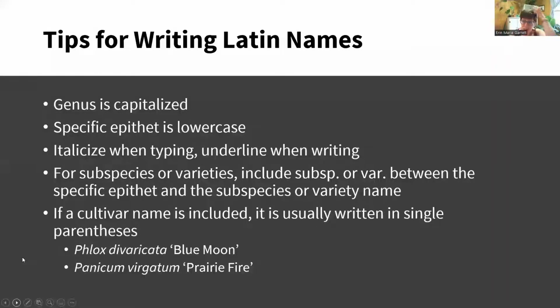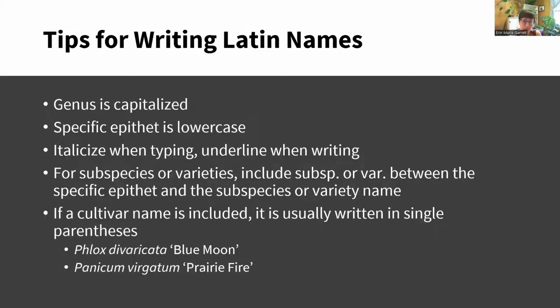Paying attention to how those were written, you probably noticed that the genus name was capitalized, but everything else was lowercase. That is the convention that we write those words in. And then hopefully you also noticed that it was italicized. So when we're typing, we'd italicize the scientific name. If you are writing it, we'd typically underline it.